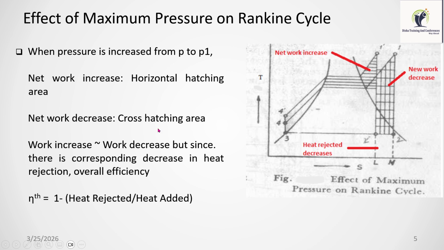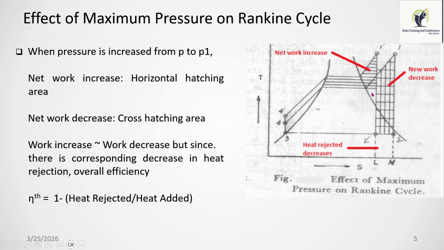Now maximum pressure. Earlier the pressure was from 3 to 4, and the saturated steam was again superheated up to 1 and then expanded. So the hatched portion is the work done we were earlier getting. This is the heat rejection, L M to 2 dash. Now we are increasing the pressure from 4 to 4 dash, and then again heating to the same temperature 1 dash. So the additional horizontal hatched area is the additional work we are getting. But this work in the present condition with high pressure and the earlier condition with low pressure is more or less the same.